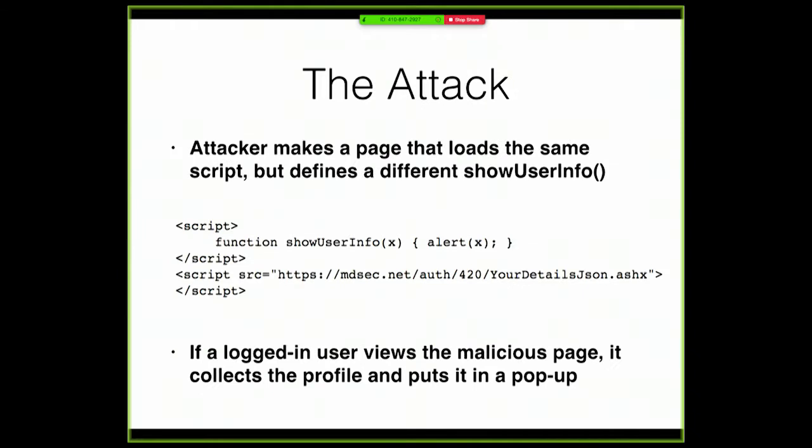So that's how it's done. Now, what I do is I make a page that loads the same script, but defines a different show user info. So it defines another function to overwrite the first function. And if the logged-in viewer views the malicious page, it will then attempt to run this function, and I've been able to overwrite the function with the malicious function, so it sends it to me instead of the other person. This is from the persistence of the function definition, so it can be misinterpreted.